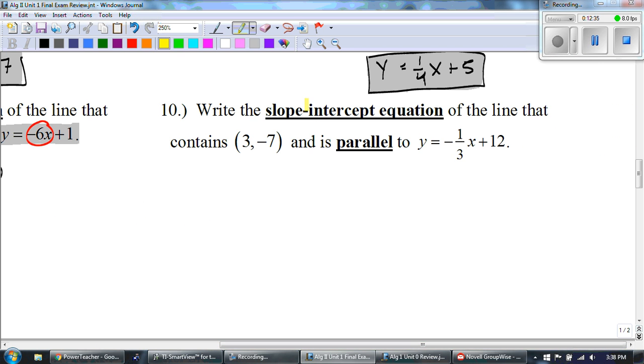Okay, so the key thing is when you're reading this, look to see what they want you to do, look to see what they give you, find the key word, and then if it's parallel, steal the slope. If it's perpendicular, you have to change the slope.